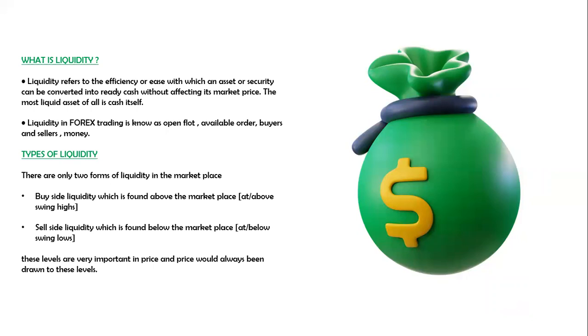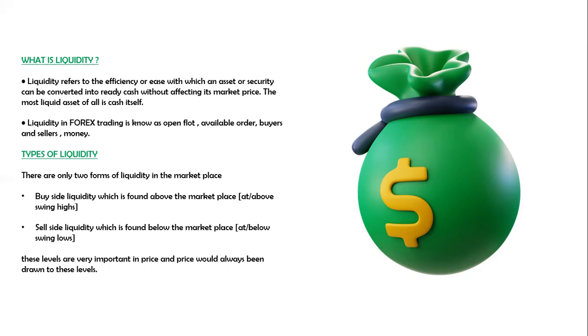Now, there are 2 types of liquidity. There is the buy side liquidity, which is above the marketplace or at swing highs. Remember, guys, I taught you about swing points, and I'm going to throw more light on swing points. The first one is called the buy side liquidity, which is always above the marketplace. Sell side liquidity is always below the marketplace.